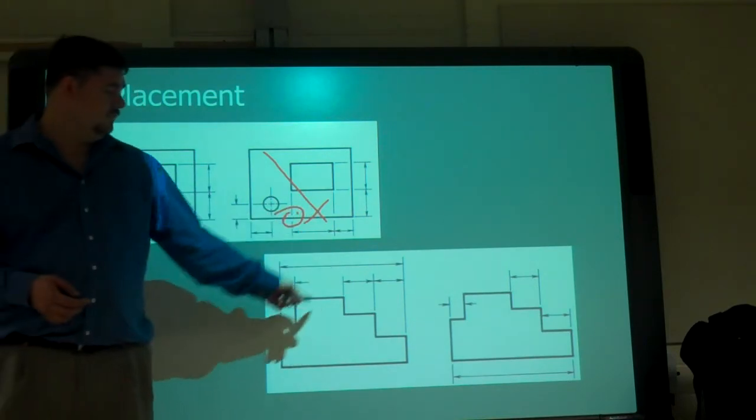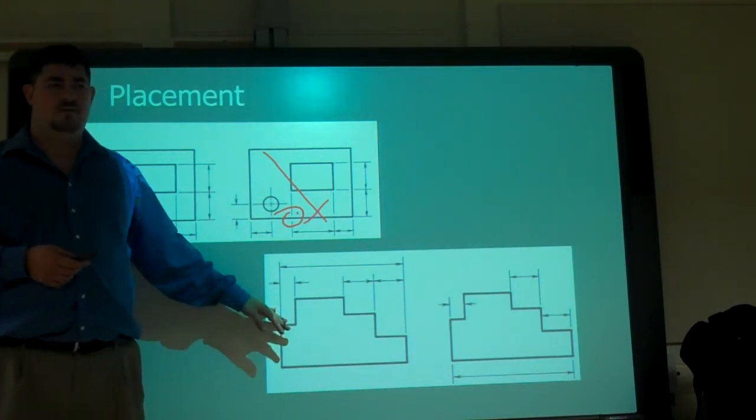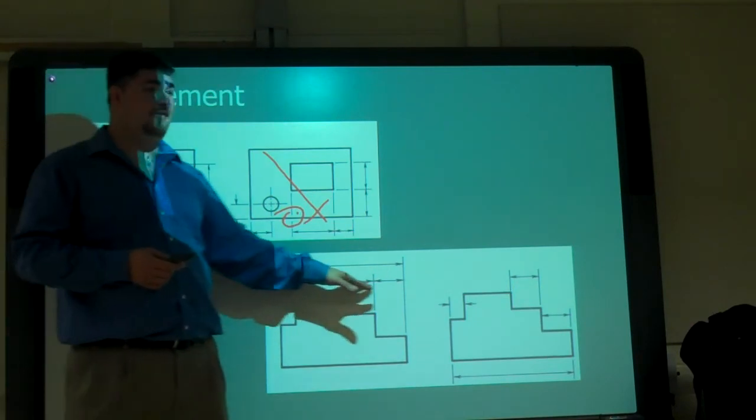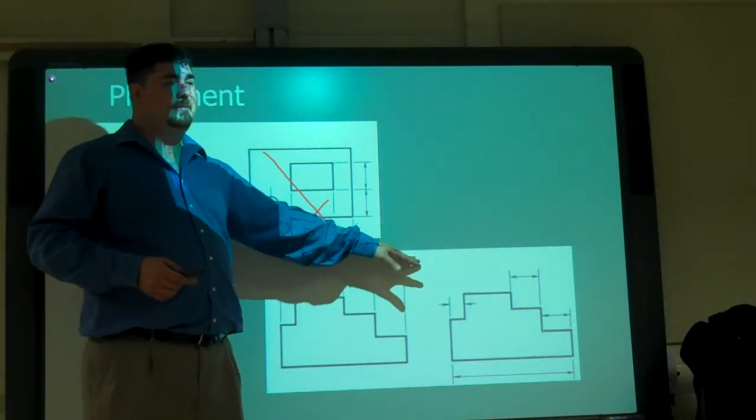Now what about those two? Which one is better? The first one. The second one. What's better about the first one? It's all lined up. Everything's right outside. All my dimensions are right here in a nice line. We've got the next row up, we've got another line.